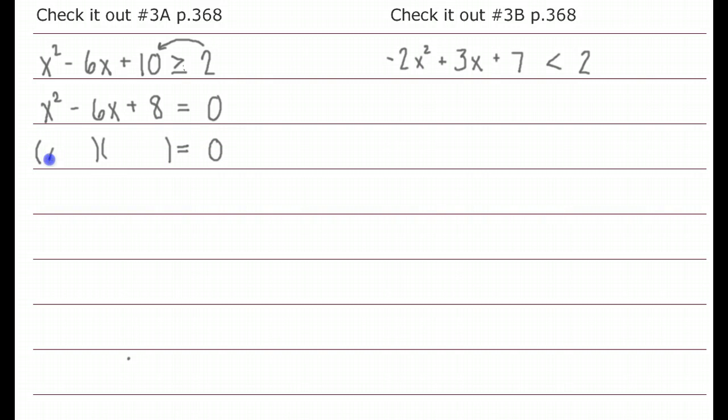So if I factor this, I get x minus 2 and x minus 4, which means my two solutions are positive 2 and positive 4. Okay, these 2 points are going to be called my critical values. So I solve that to find my critical values.